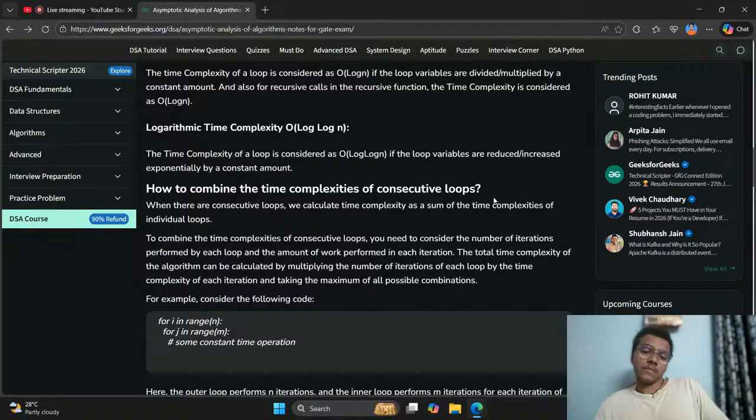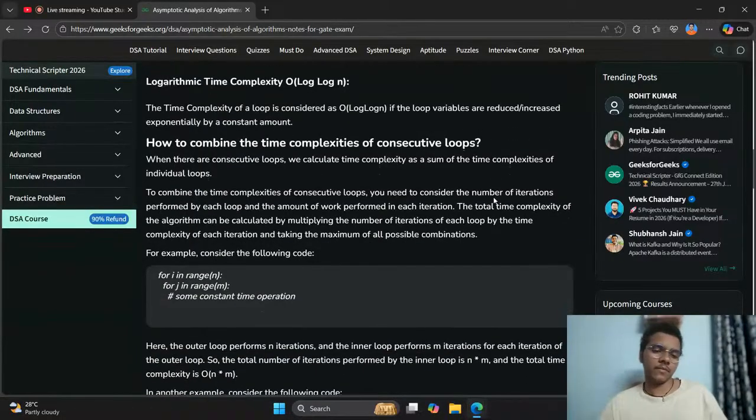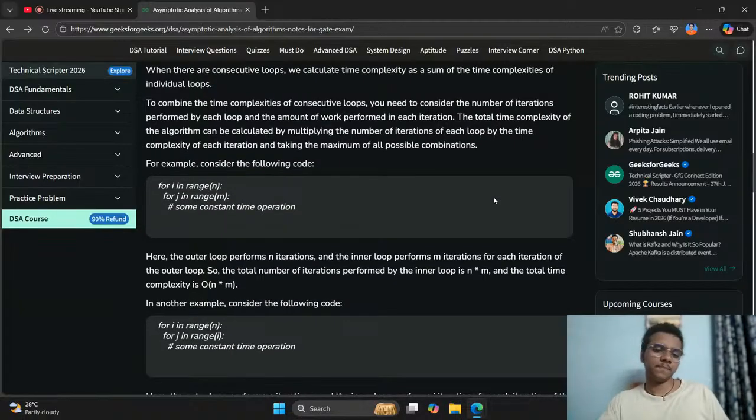How to combine the time complexities of consecutive loops? When there are consecutive loops, we calculate the time complexity as the sum of the time complexities of individual loops. To combine the time complexities of consecutive loops, you need to consider the number of iterations performed by each loop and the amount of work performed in each iteration. The total time complexity of the algorithm can be calculated by multiplying the number of iterations of each loop by the complexity of iteration and taking the maximum of all possible combinations.